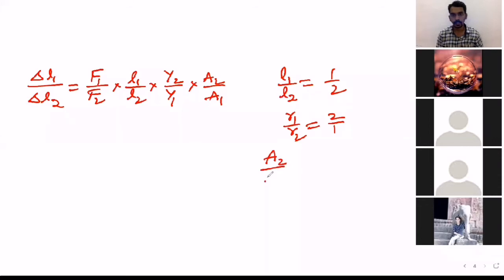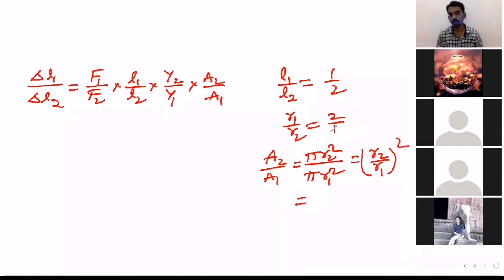Okay, but we want the area ratio. So how can you find it? A2 by A1 means pi R2 squared by pi R1 squared. Pi cancels. So R2 by R1 whole squared. R1 by R2 is 2/1, then R2 by R1 will become 1/2, reversed. Whole squared means 1/4. So A2 by A1 I got. Then F1 by F2, how much? They are acted on by the same force, they are telling. In the question I mentioned they are acted on by the same force.